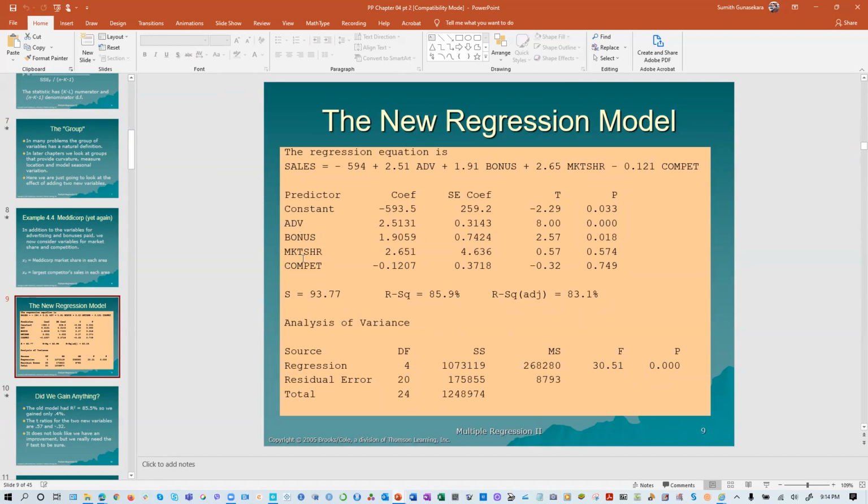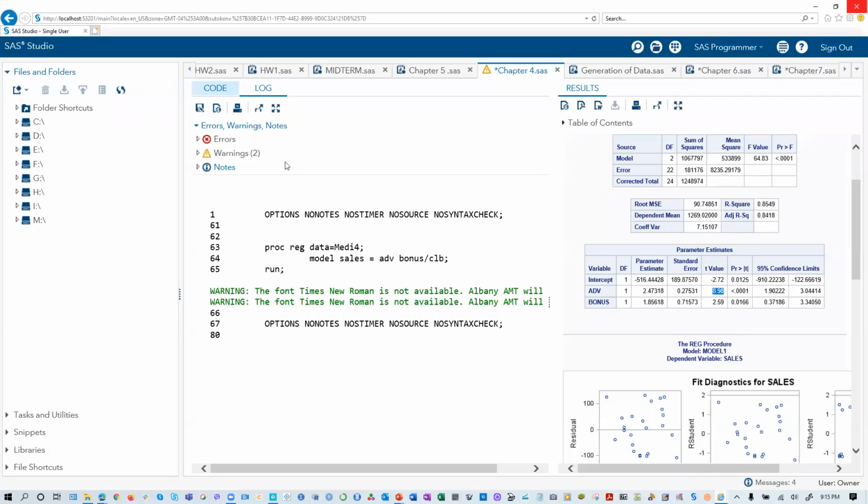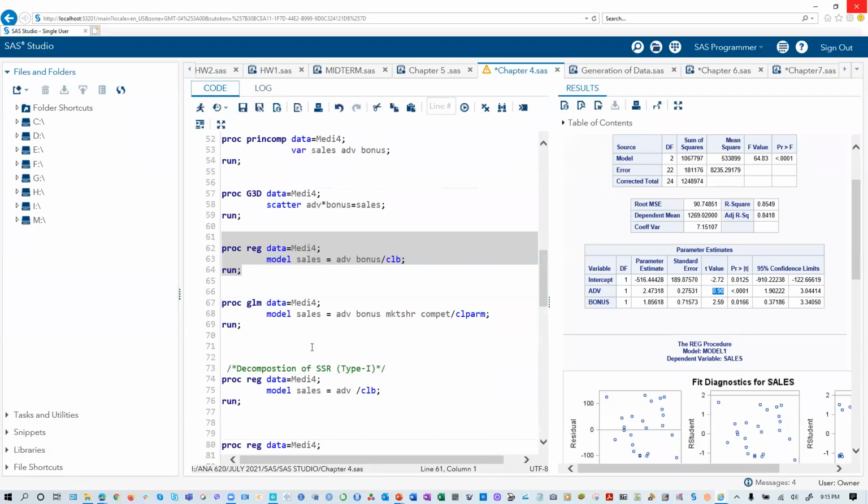We can add these two and then run the regression. See, we have T values, P values, confidence interval. These are the ANOVA table. Everything we can get. We can simply go over here and add advertising, bonus, market share, competition. Since I'm using the GLM, I have to say the confidence level for parameters. That's called CLPARM, same as CLB in the reg function.